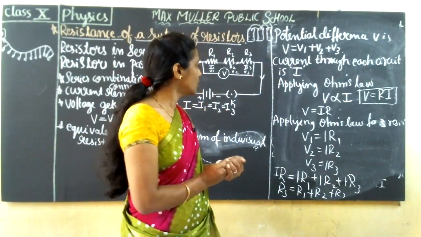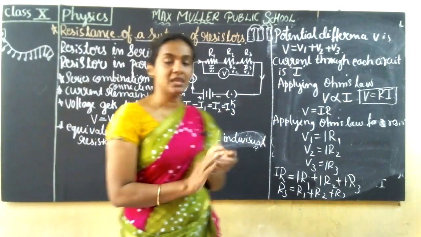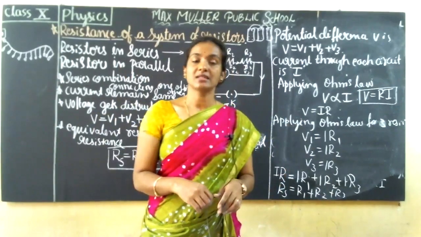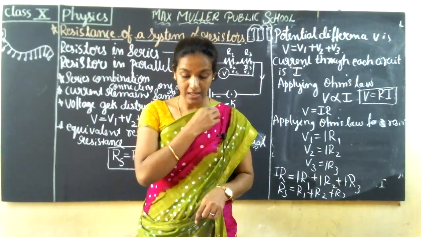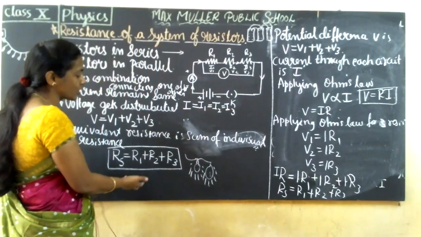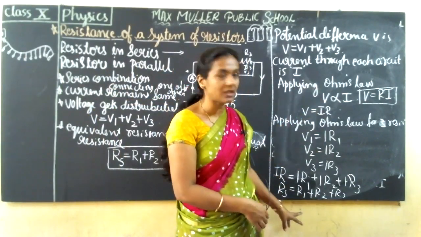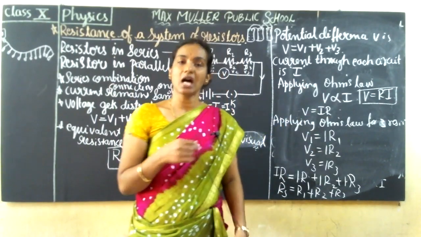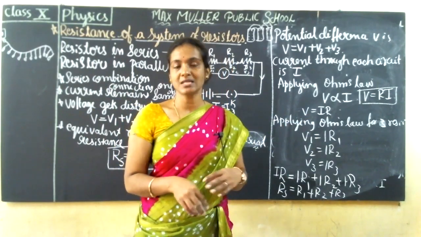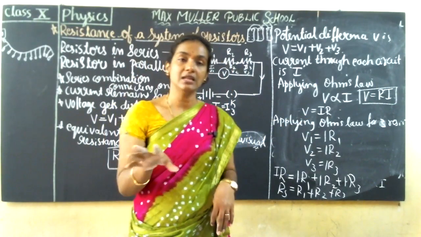Resistors in a parallel connection we will see in the next class. If you want, you can take a screenshot, or you can write down all the four points. These are very important. If you understand this, you can easily do it. Sometimes they might ask you, by using Ohm's law, derive Rs is equal to R1 plus R2 plus R3. Clear? Understand the concept? It will be very easy to do.